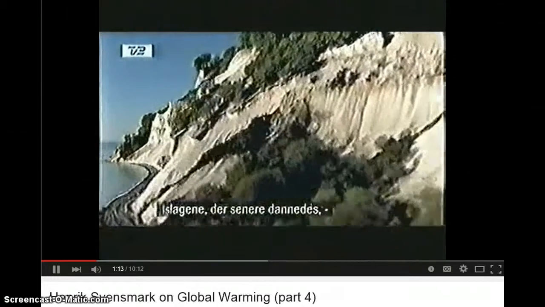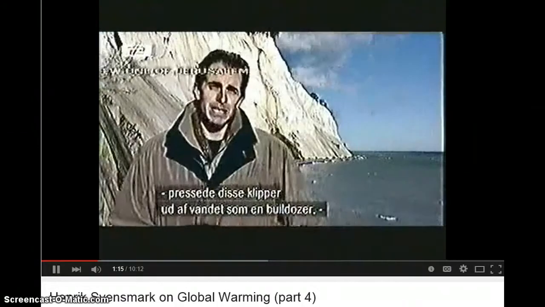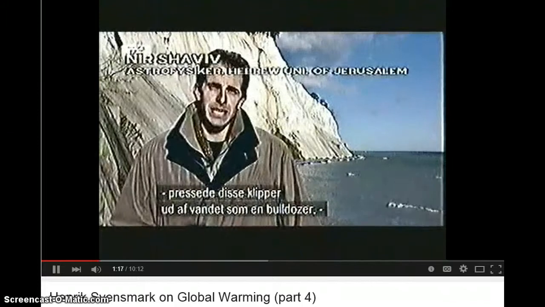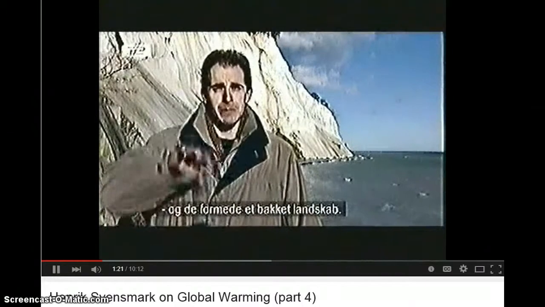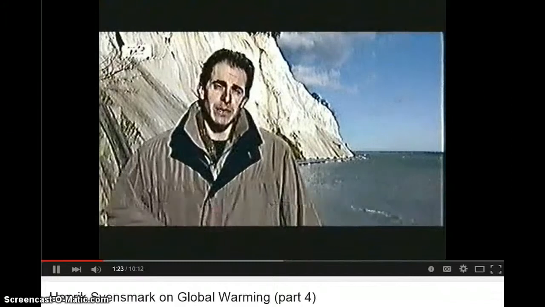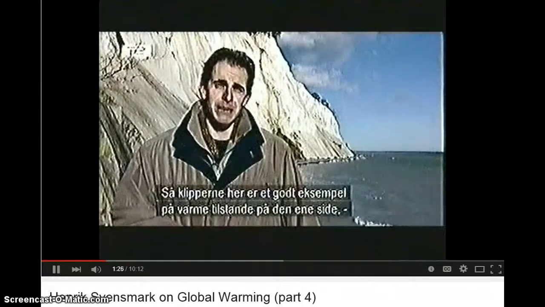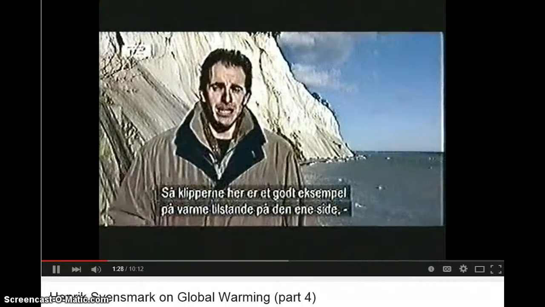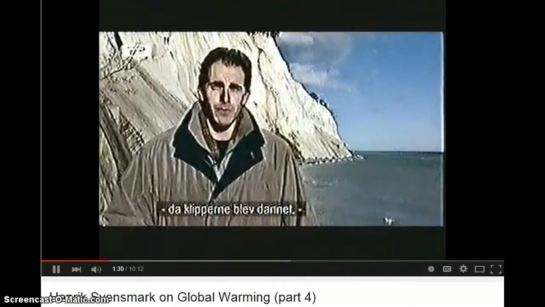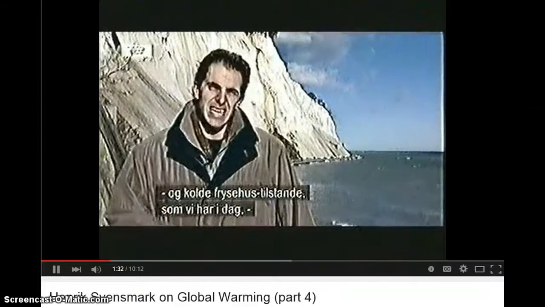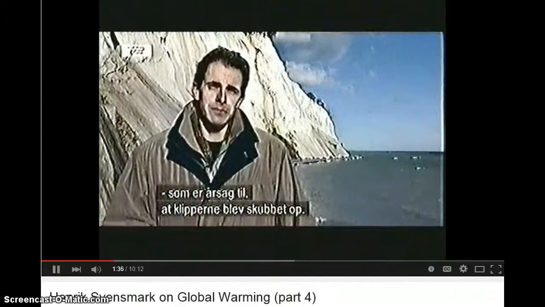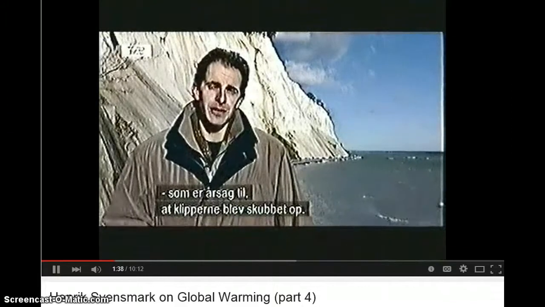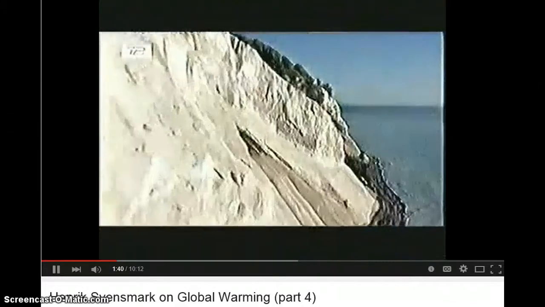The ice sheets that later formed, they actually pushed all those cliffs out of the water like bulldozers, and they rippled the landscape. So what we see here in these cliffs is a good example for hot conditions on one hand when those cliffs were formed, and cold icehouse conditions which we have today, which are responsible for the uplifting and current conditions of these cliffs.